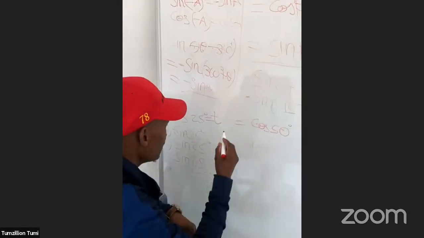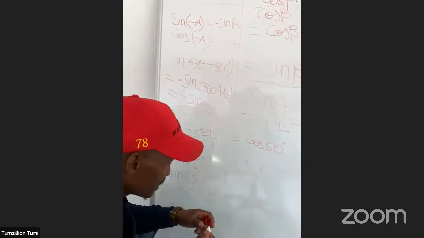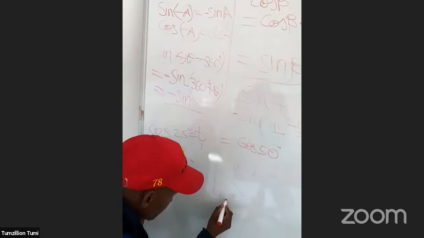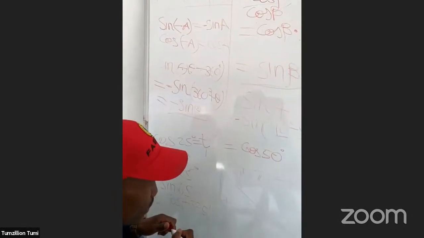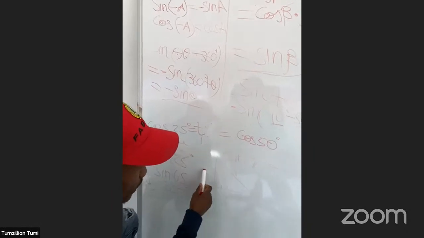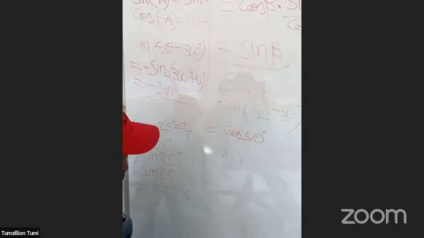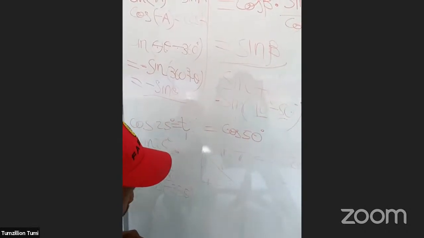So that means you can write it as t over 1, where t is the adjacent side and 1 is our hypotenuse. That means what don't we have? We don't have the vertical side, the opposite side. Then we have to use Pythagoras theorem to determine the opposite side. Do you remember how to do that?